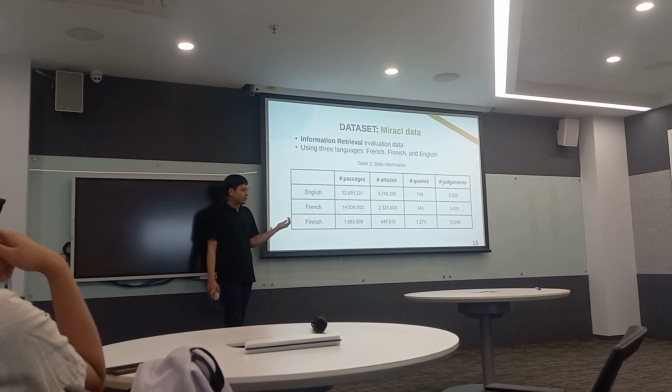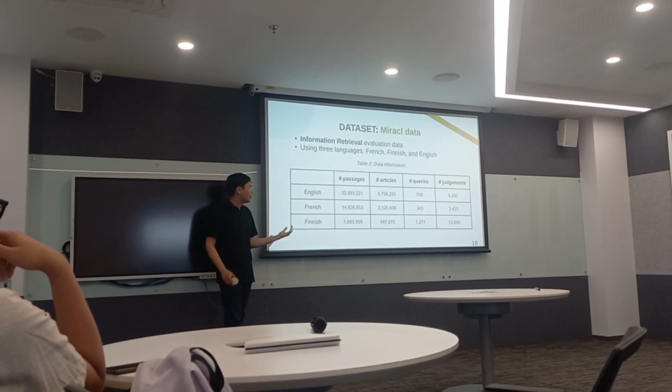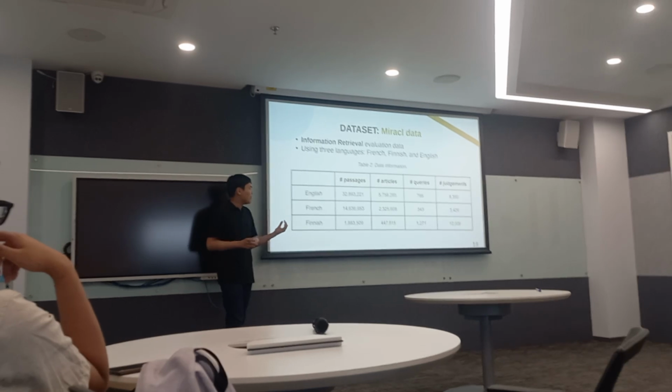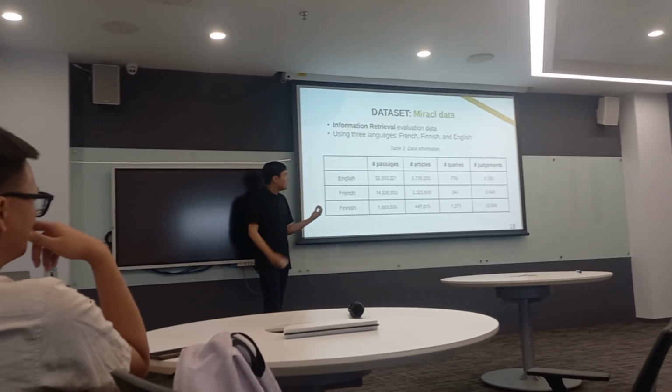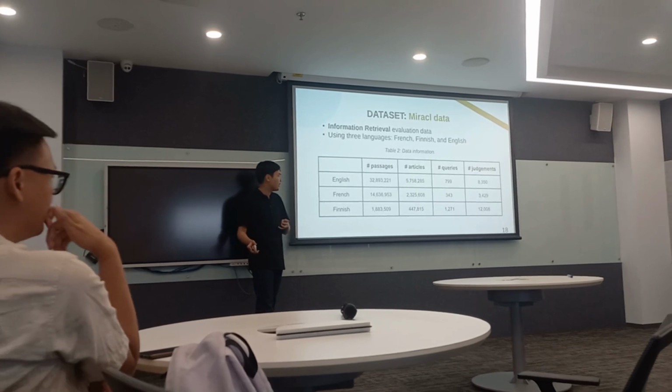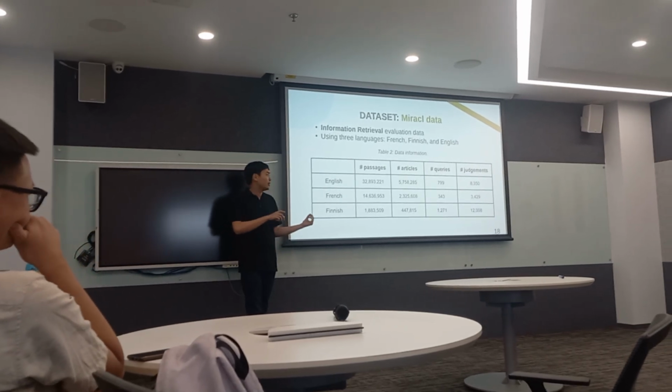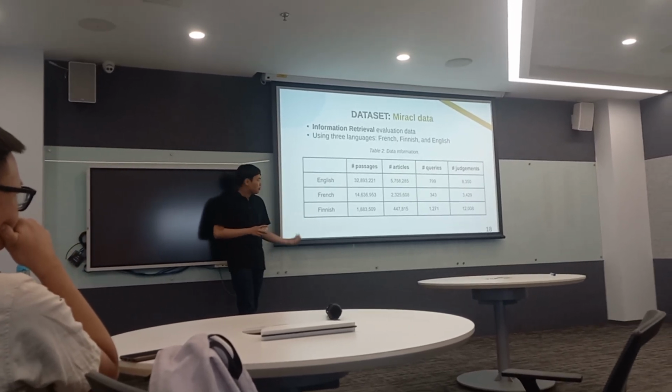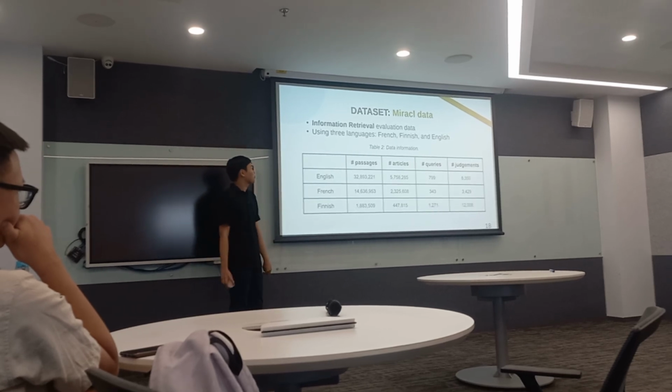The number of passages is the main thing we will be working on, which is the chunk of text. The number of articles is a higher level than passage. The number of queries is the sample queries existing in each language, and the number of judgments is whether the query is relevant to the passage or not, in a binary score of 0 or 1.